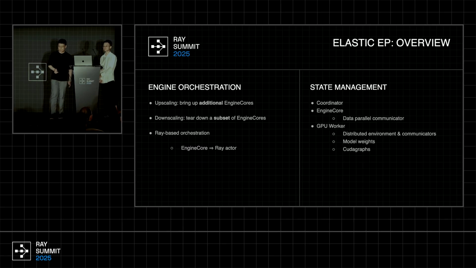For state management, the states are distributed in different components in vLLM. This includes the coordinator we just talked about, and also the engine core, which has the data parallel communicator. And the GPU worker also contains a lot of states. This includes the distributed environment and the communicators. It has the model weights and the CUDA graphs.